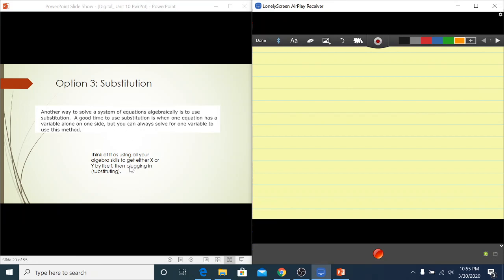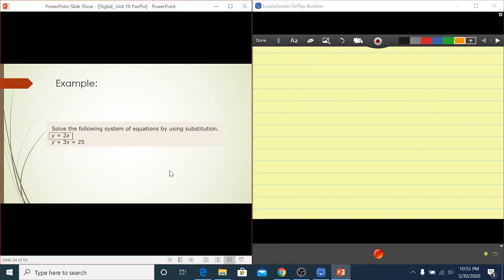It's pretty easy. We're going to use your algebra skills here to get x or y by itself, and then we're going to plug some stuff back in, aka substitute it back in. So, for example, y is worth 2x, and then in our other one we have y plus 3x equals 25. Okay, so this one's set up really nice and neat.